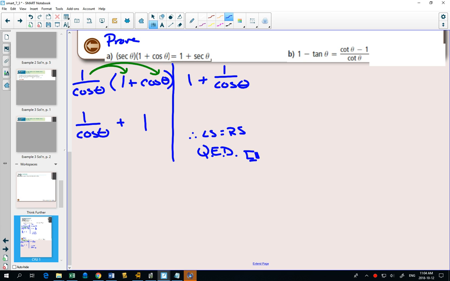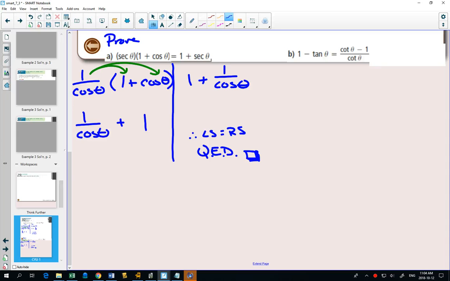And the powerful thing about the proof is that you have now shown it works for everything. So this means that if you plug in 60 degrees, it would work. If you plug in 45 degrees, it would work. If you plug in 12 degrees, which isn't on your pie plate, and used your calculator, it would work. So proving an identity means that this is true for all angles of theta that are possible.